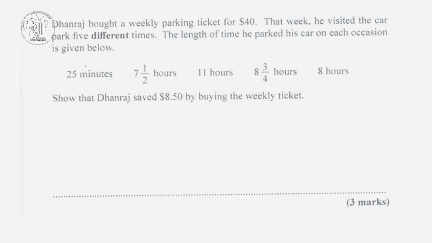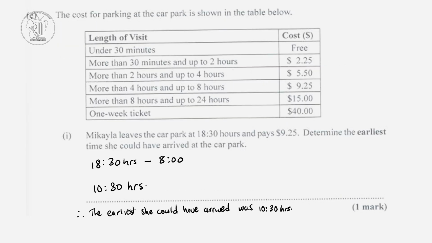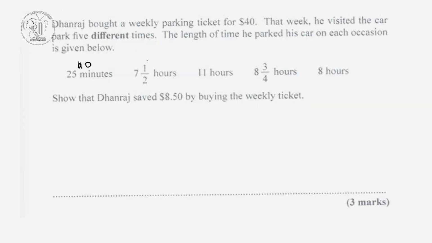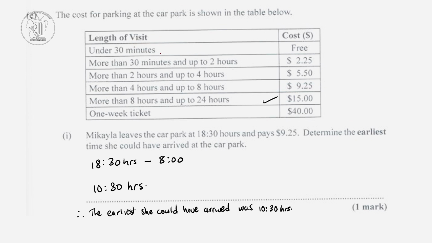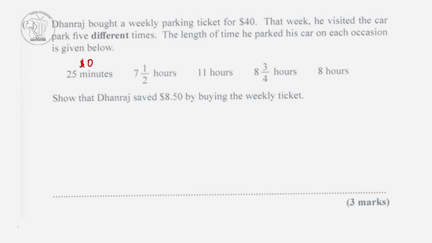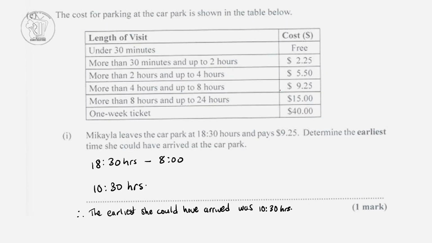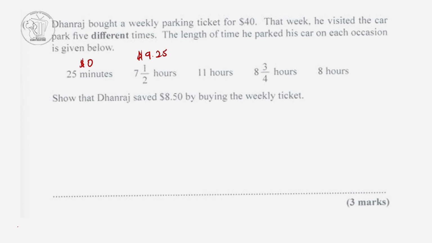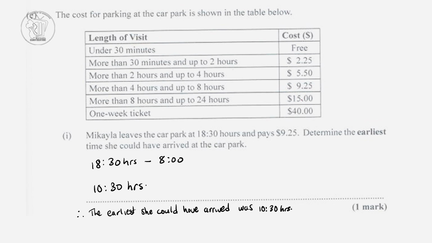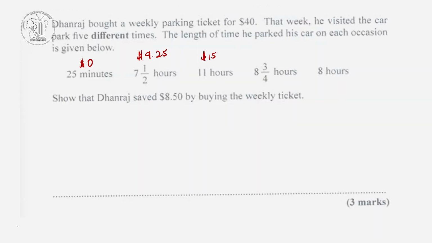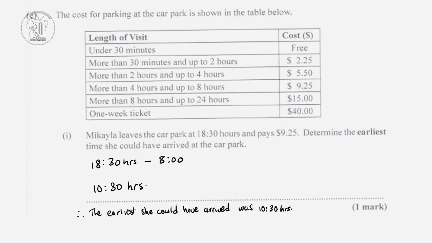First, 25 minutes. Under 30 minutes is free, so this will be $0. Then 7.5 hours is more than 4 hours and up to 8 hours, so that would be $9.25. Then 11 hours is more than 8 hours up to 24 hours, which is $15. Then 8 3/4 hours is more than 8 hours up to 24, so $15 again. And then 8 hours is up to 8 hours, which would be $9.25.